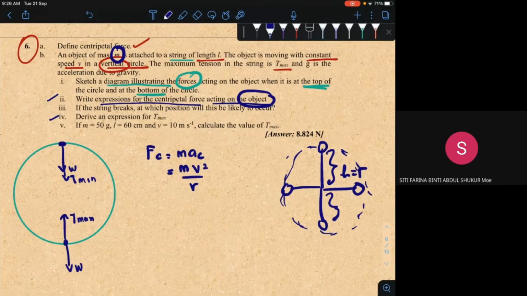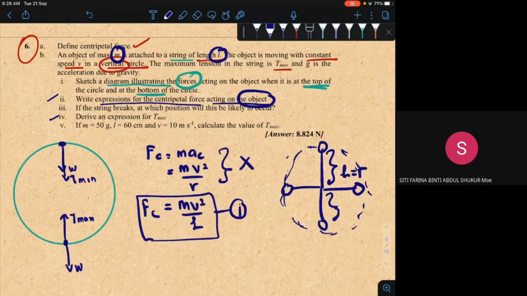Oleh sebab dia bagi juga nilai radius, dia bagi juga nilai length dekat sini, L, so kita pun substitute mv square over L. So siapa yang tak express begini, salah lah kan. If you leave it to this one, you are wrong. You have to express this one. Kenapa? Kita masukkan term yang dia bagi dalam soalan, iaitu contoh dia bagi V in terms of V, dia bagi radius in terms of L dekat sini.